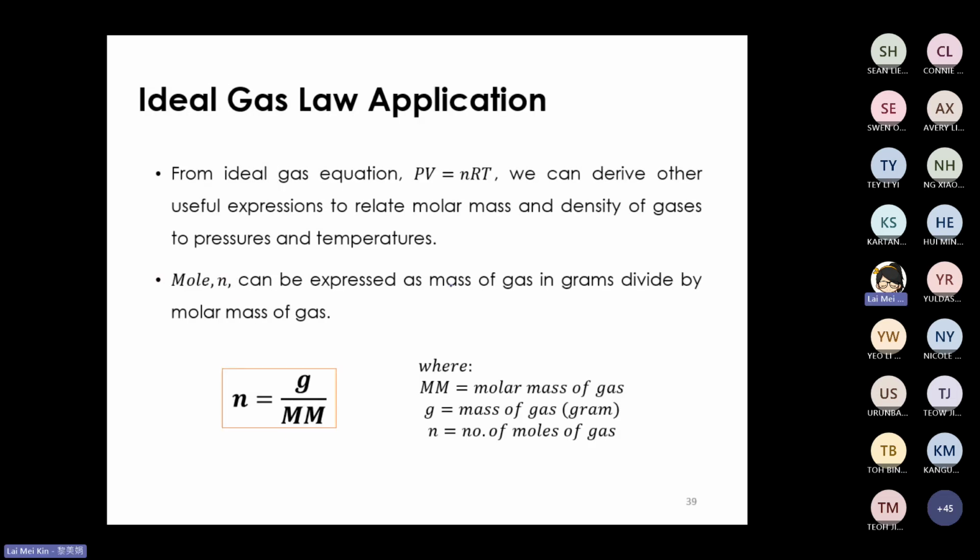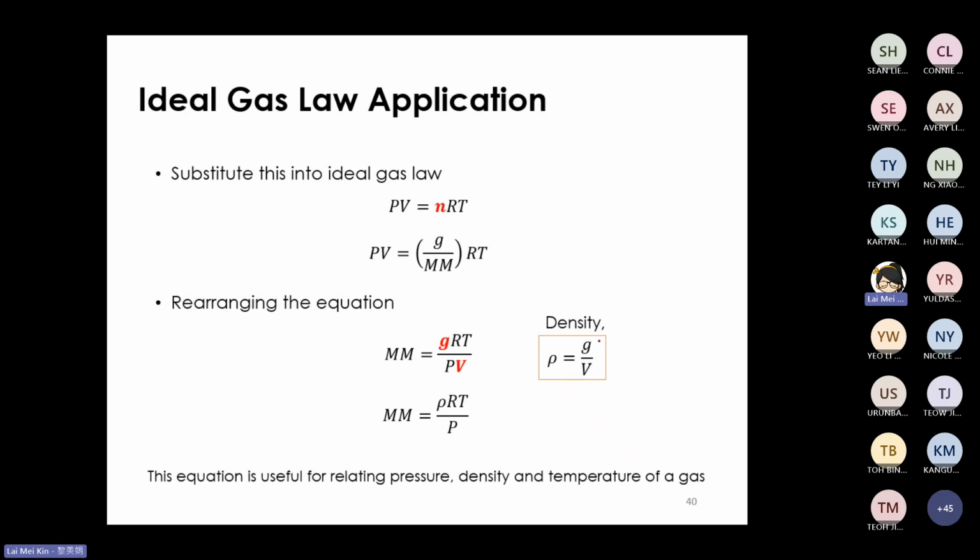I'll go to the last part of this chapter. It is the ideal gas law equation, the application. Because we know PV equals nRT, and we know that n is mass over molar mass. So if I replace the number of mole with mass over molar mass and rearrange, PV goes to the bottom, molar mass comes on top. Then I rearrange the equation, I will get molar mass is mass times R times T divided by P times V. And I know that mass over volume is also density, so I can replace this with density.